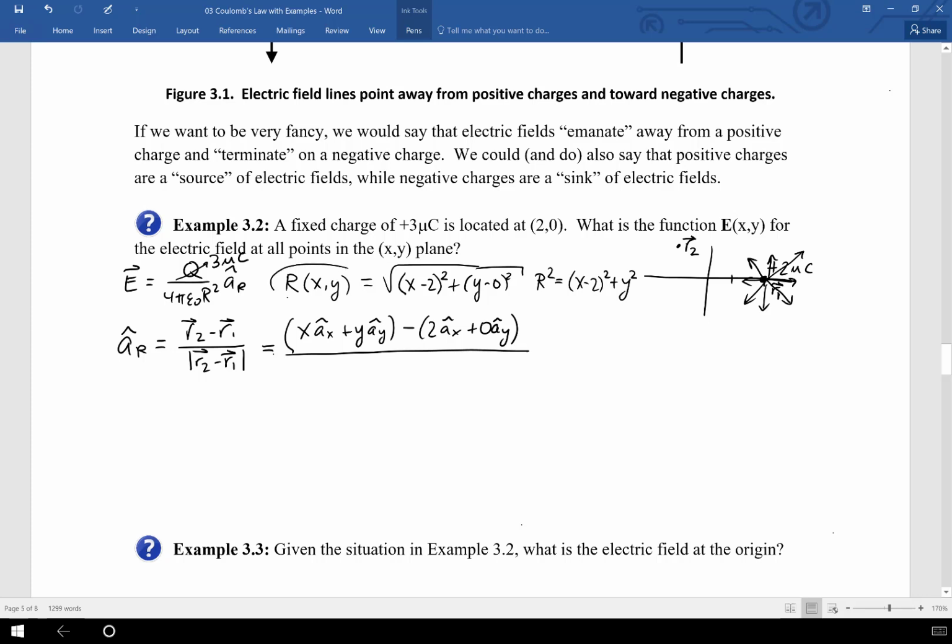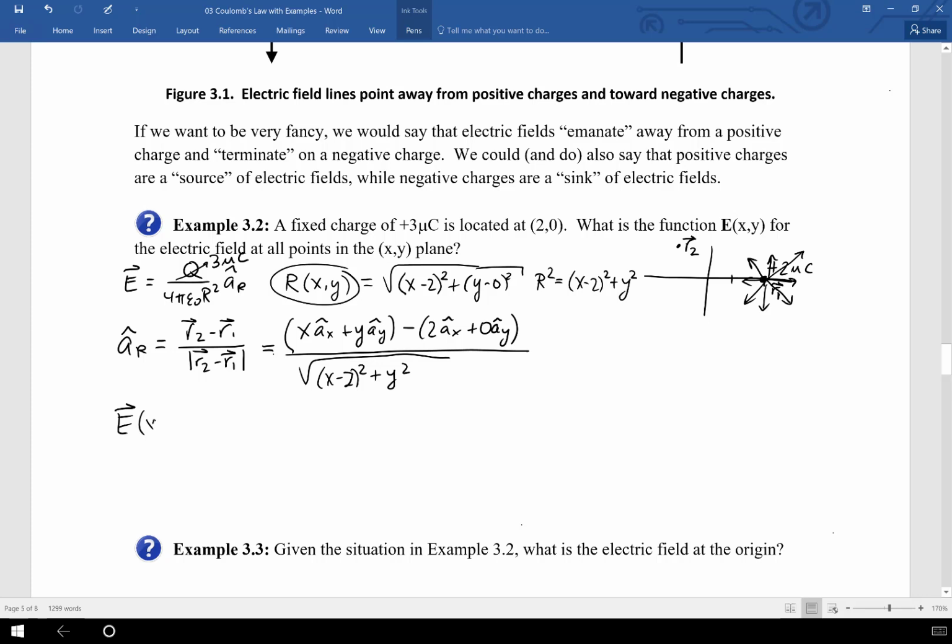It's this quantity right here. And so in the denominator, I'm going to say this is the square root of x minus 2, the quantity squared, plus y squared. And so now I have a sub r. Well, let's go ahead and finish this up.